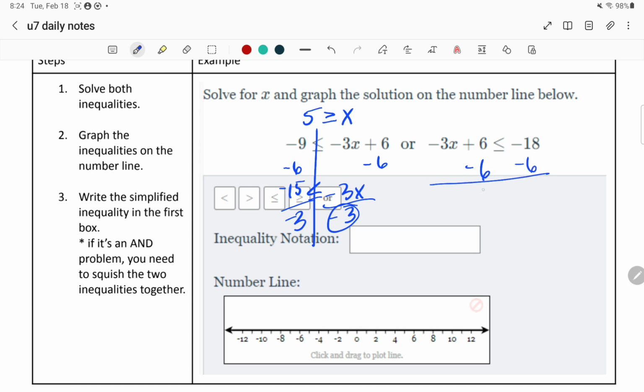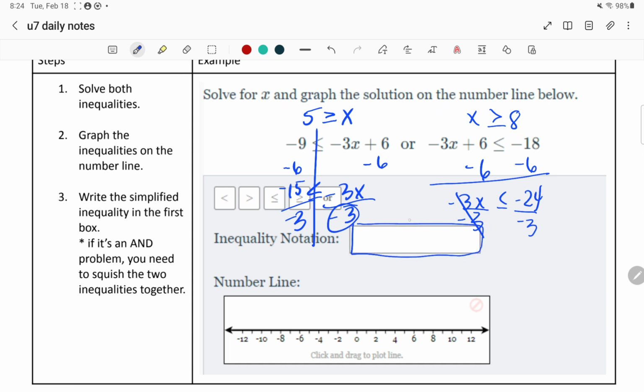I'm going to do it again over here. 24. Divide by -3. And I get x is, instead of less than or equal to, it's greater than or equal to 8. Now I wrote them at the top because this might not be what we end up writing down here.